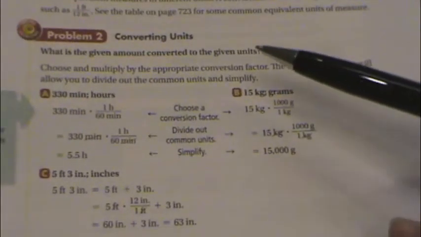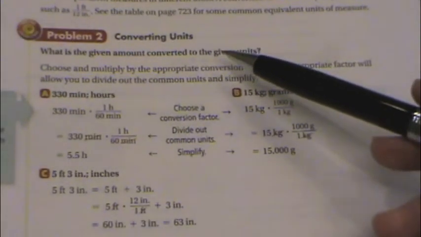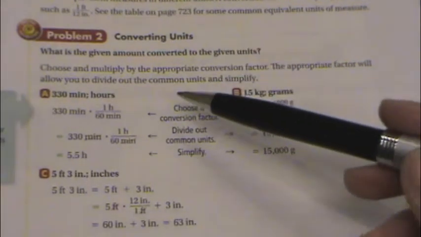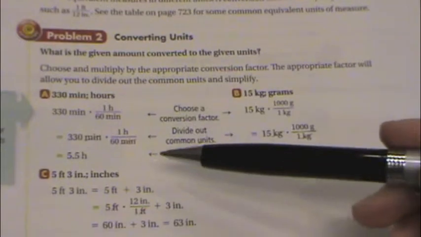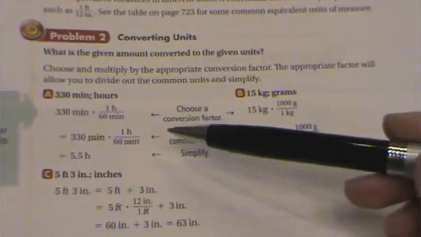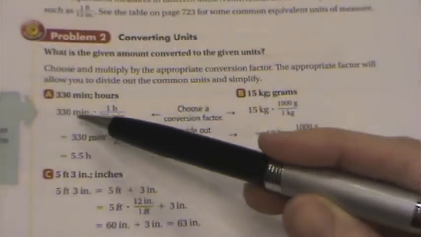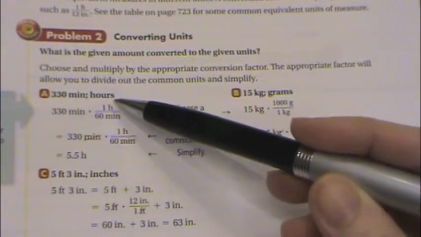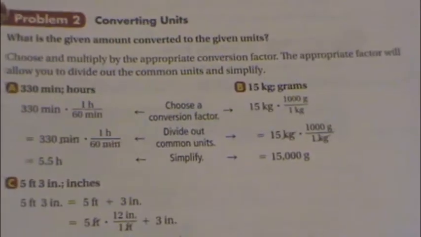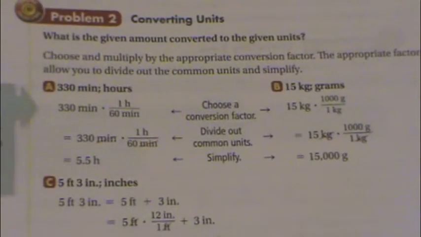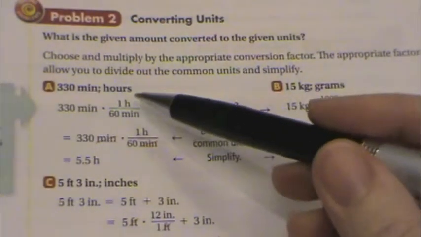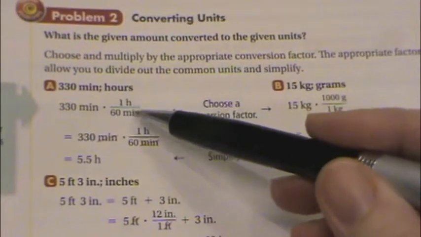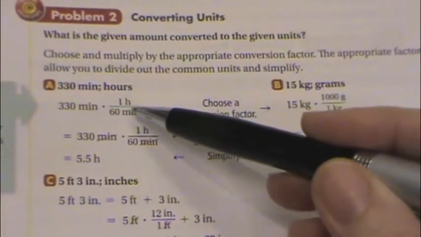Problem 2. Now we are converting units and we are using that word conversion factor. This actually, I was skeptical when I first started looking this chapter over, but now I'm a pretty big fan. Take a look at problem A. They give you 330 minutes and they want to know how many hours that is. Well, you're going to use your conversion factor. Everybody knows this. There's 60 minutes in 1 hour. So, this is the conversion factor you've chosen to use.